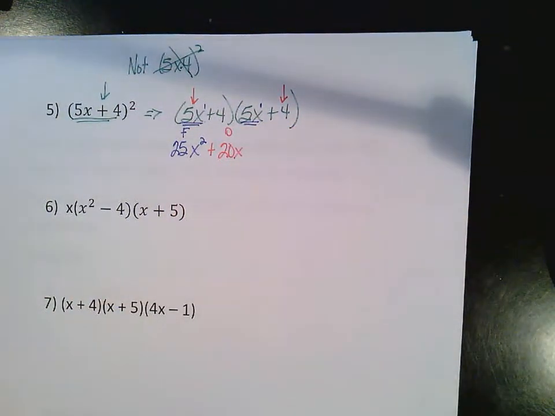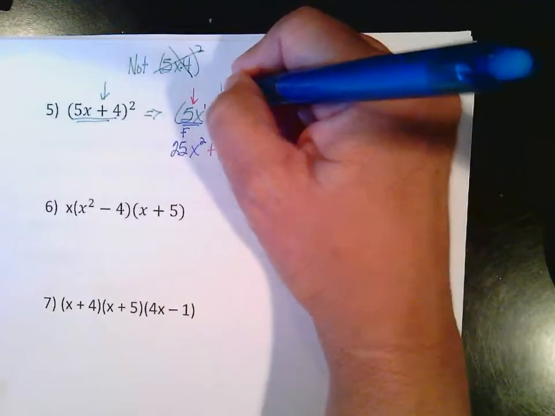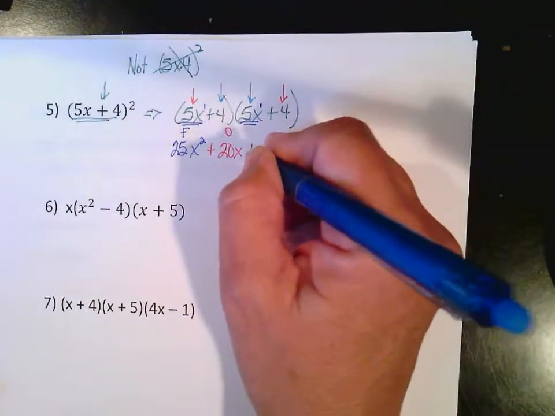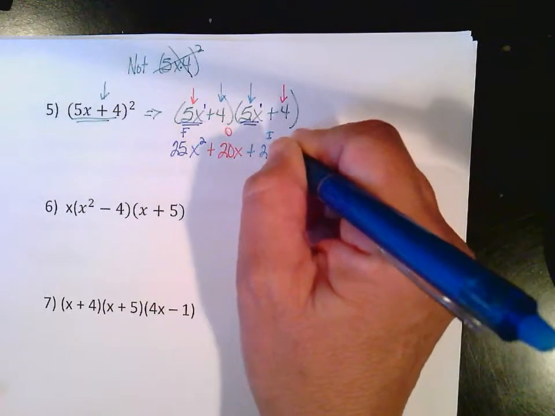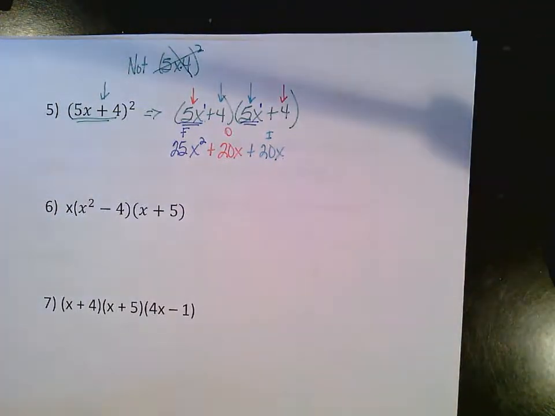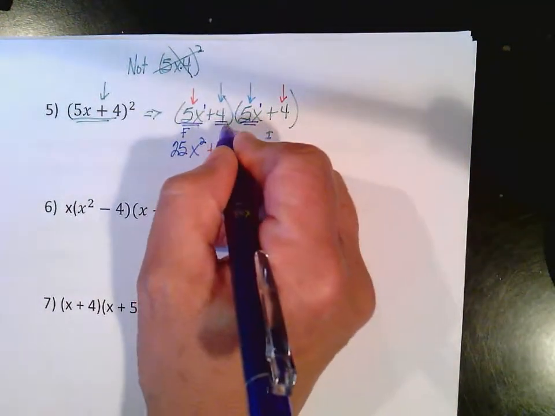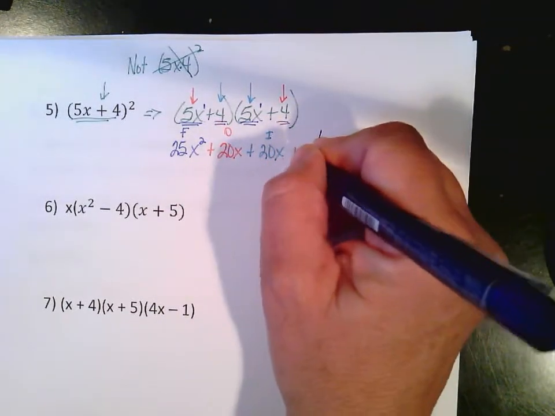Then I'm going to do my inside terms. I've got 4 times 5x. So my inside term is also 20x. And then finally I have my last term. 4 times 4 is 16.